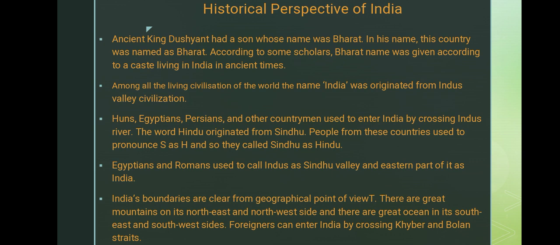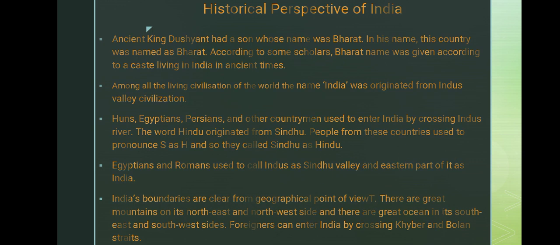Indian boundaries are clear from a geographical point of view. There are great mountains on its northeast and northwest side, and there are great oceans on its southeast and southwest sides. Foreigners can enter India by crossing Khyber and Bolan Pass situated in northern India.